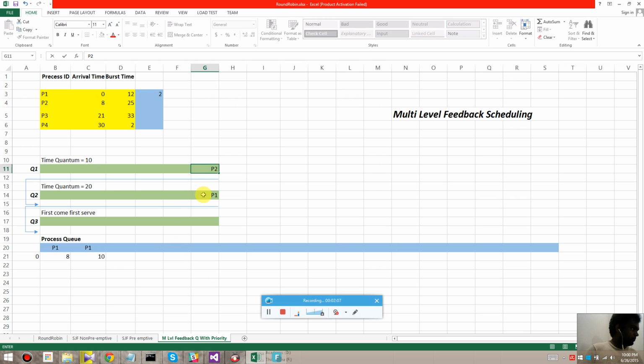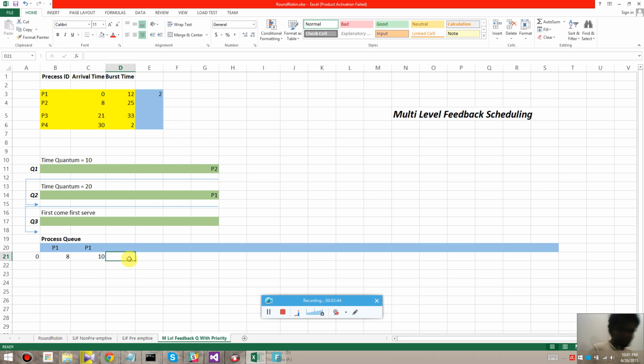Right, so by time 10 I have process P1 with another 2 time units required, and process P2 at the front of Q1. By time 21, if you see the arrival times, you can see that process P3 is coming, and process P2 has a burst time of 25, which means this process can utilize the full time quantum on Q1.